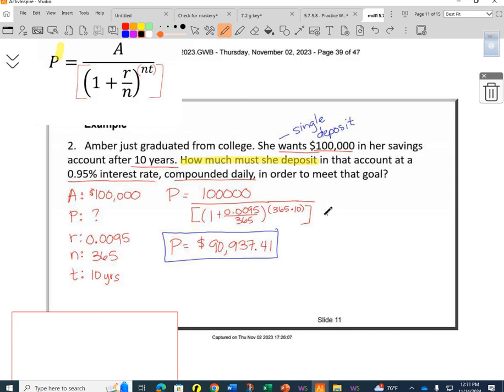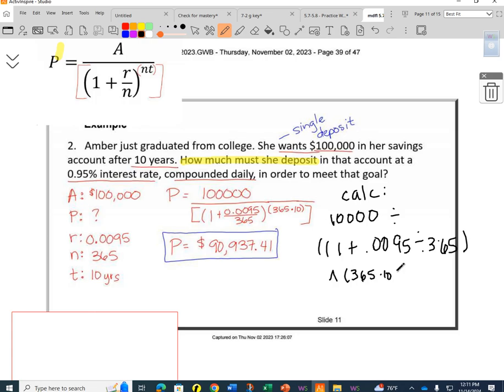All right, anyway, because this is my video period this time. So on the calculator, we're going to enter 100,000 divided by, remember the fraction bar is divide by, left parentheses, 1 plus .0095 divided by 365, close up parentheses, our exponent button, and now left parentheses, 365 times 10, close our parentheses, and equal. If you didn't get the right answer before, try that and see if you get it.